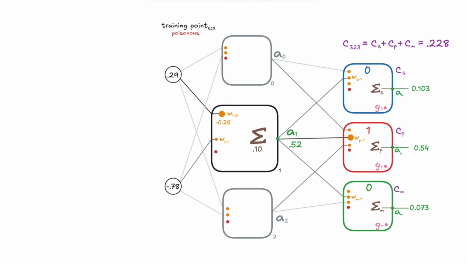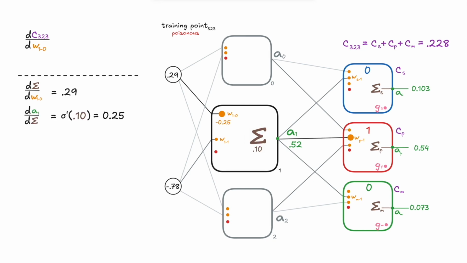Now we'll take a step back and look at the weights in the hidden layer. What happens if I were to change a weight here? We know that changing the weight changes the sum. Changing the sum changes the activation. We know this one too. But what happens when the activation changes? The cost from every output node changes. What if there were 100? Let's just focus on this one.